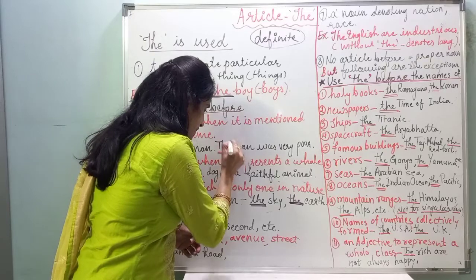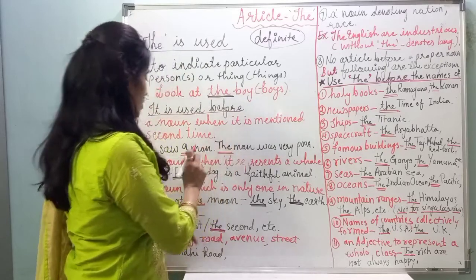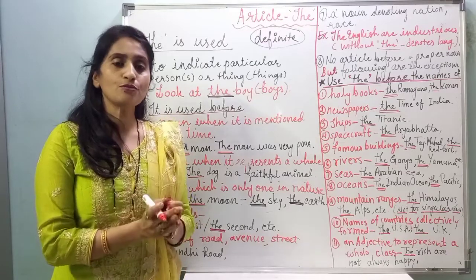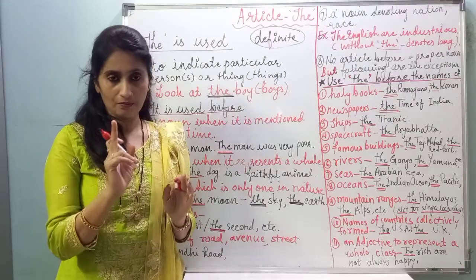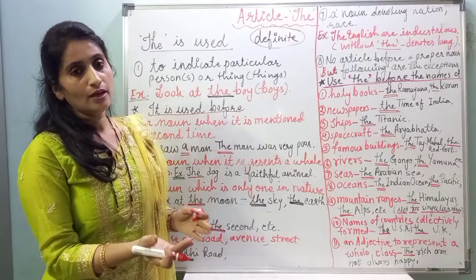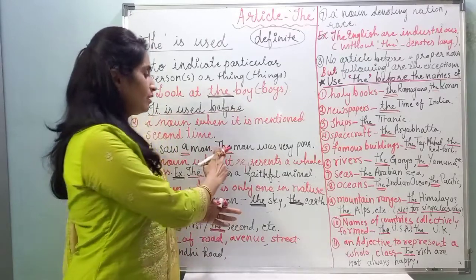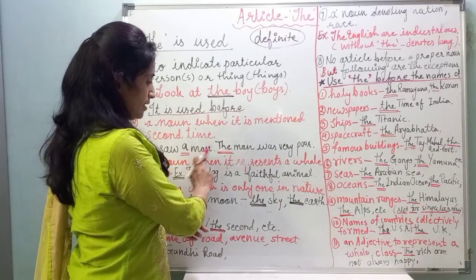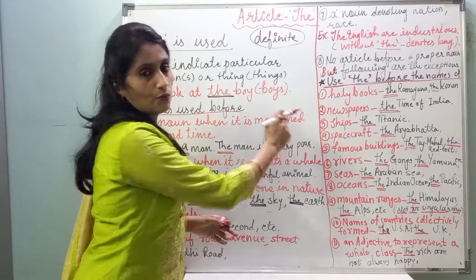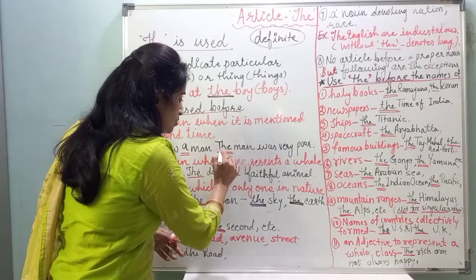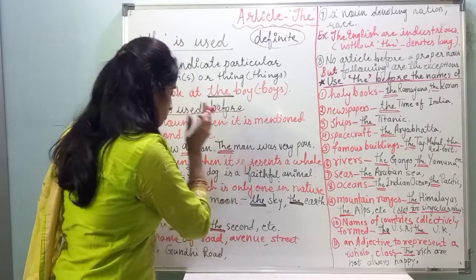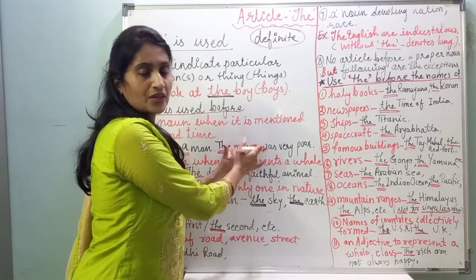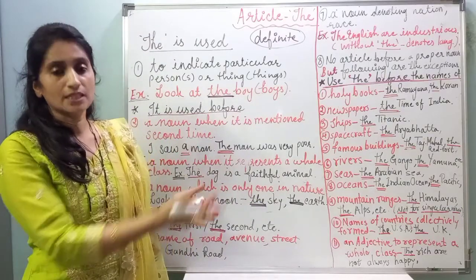Okay, so this is the difference here. When the noun occurs in the sentence first time, we should make use of the article a. When it is repeated, we should make use of the article the. Okay, see this here. I saw a man. The man was very poor. So which article is used here? The. Because the reference of the same man has come there in the next sentence.